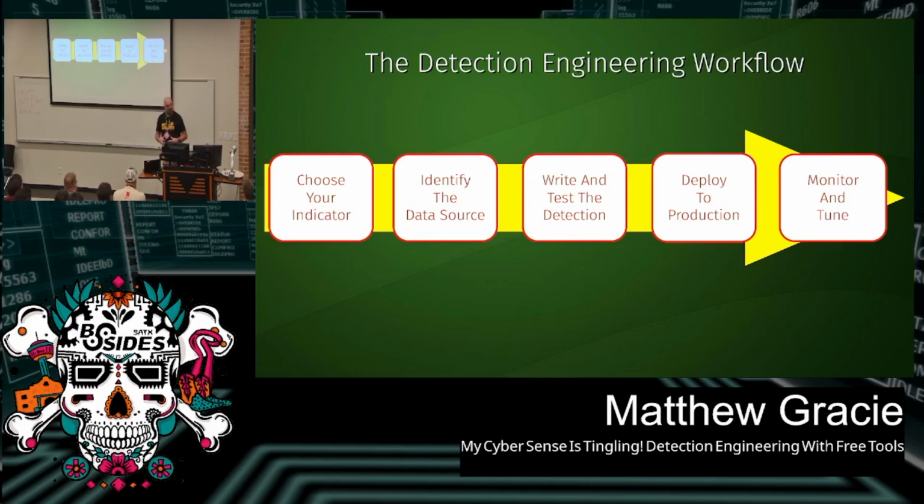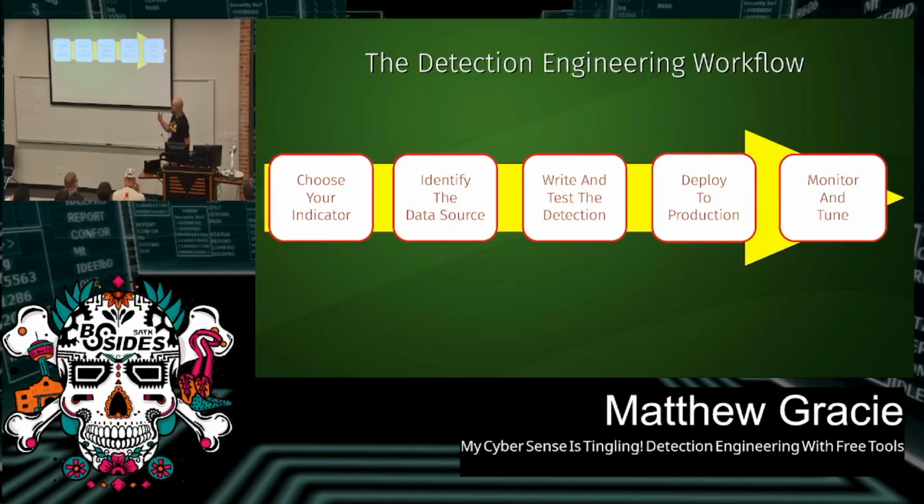Depending on what indicator we're looking for, that's going to drive what data source we use. Often there's more than one choice, right? Sometimes there may even be a couple of equivalent choices in terms of efficiency. But we want to very clearly define what we're looking for so that we can figure out the most efficient way to find this badness in our environment. Once we've identified the data source, that will tell us what language to use, how we need to model it, and then we can write and test the detection, right?